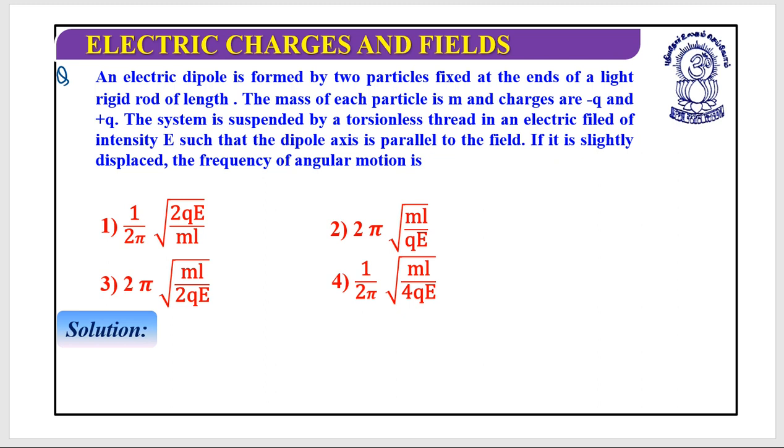What is given? Look at this. What they have given is an electric dipole formed by two particles fixed at the ends of a light, rigid rod of length L. The mass of each particle is m, and the charges are minus q and plus q.